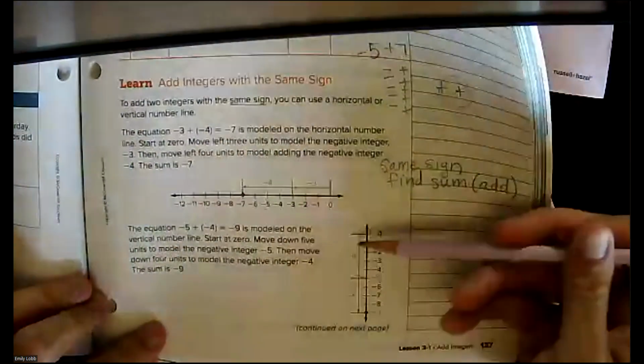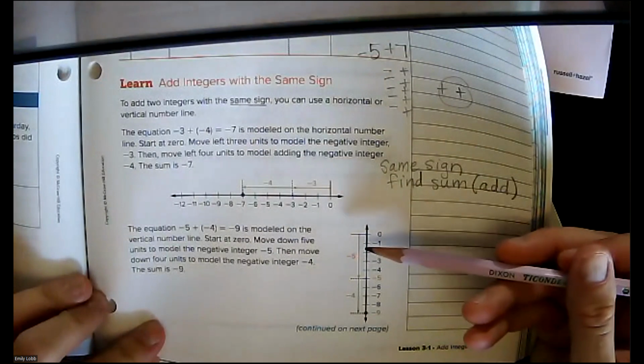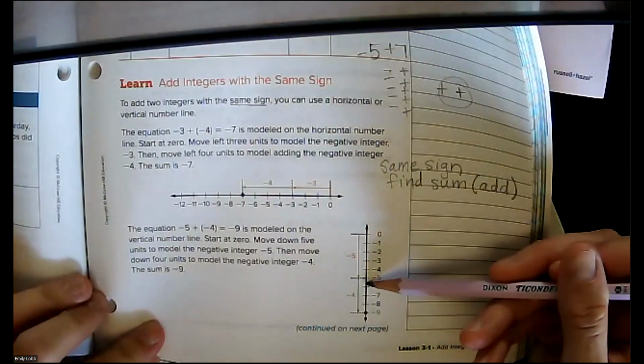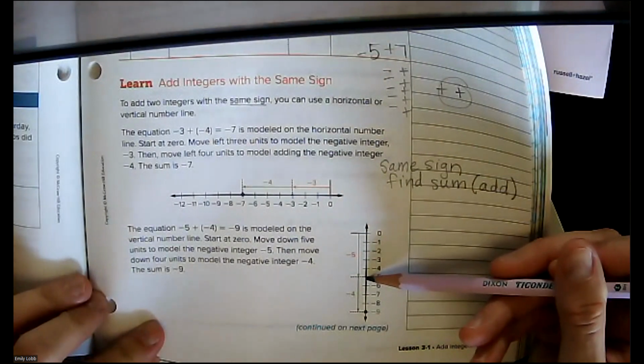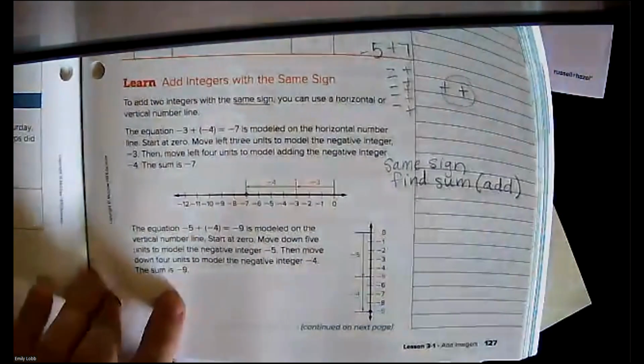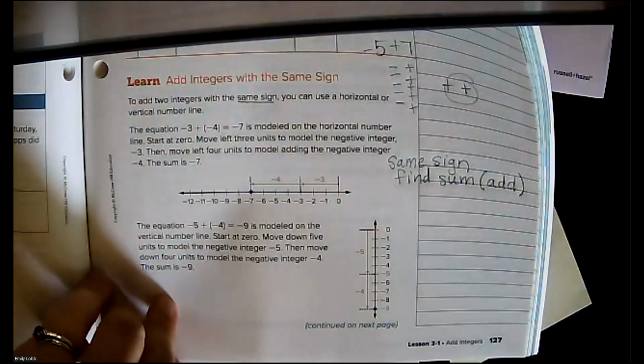All right, same thing here, but on a vertical number line. They started at 0, went 5 down from there to show the -5, and 4 more down from there to show the -4.